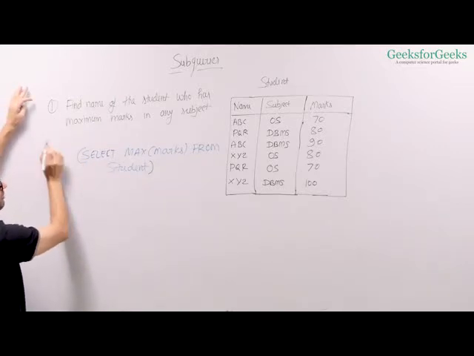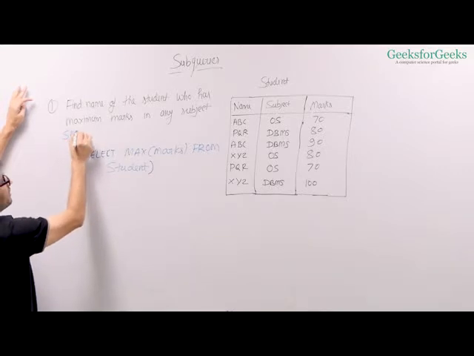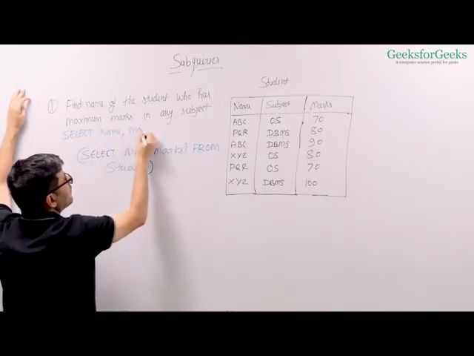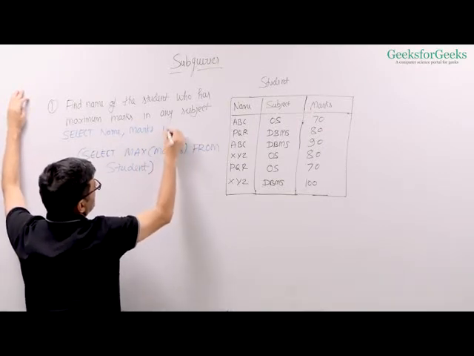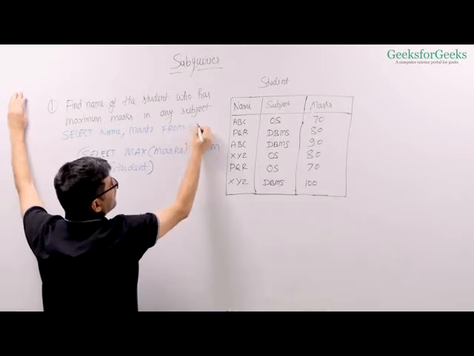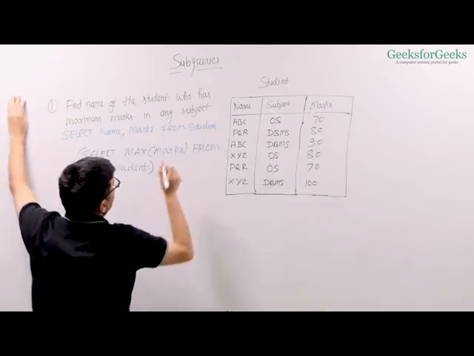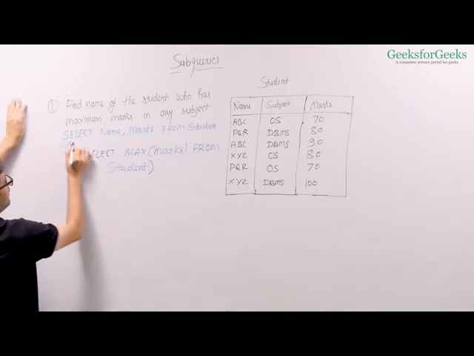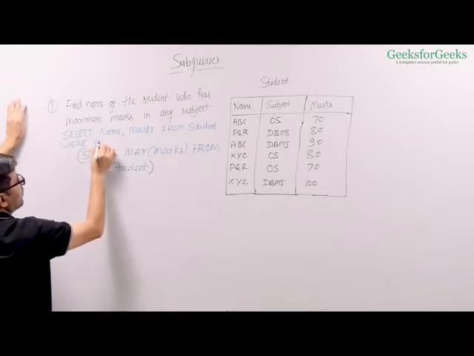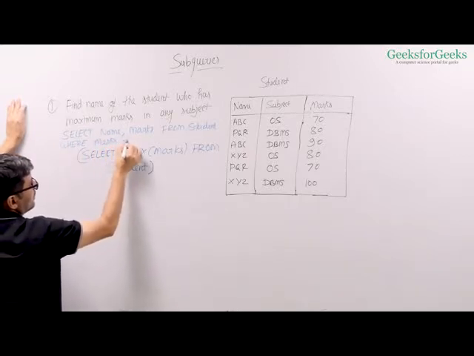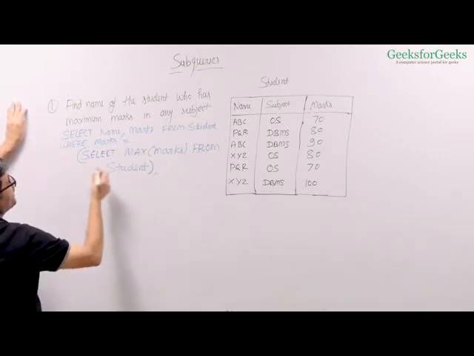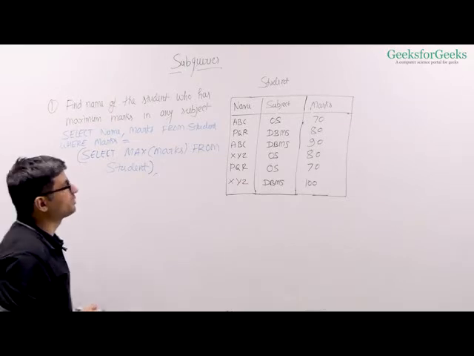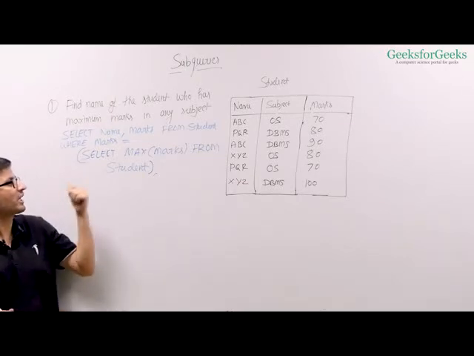So our main query is going to be select name, comma marks from student where marks equal to this, right? So after equal to, I write this query. So this query now gives me the name of the student and his marks who has the maximum marks.